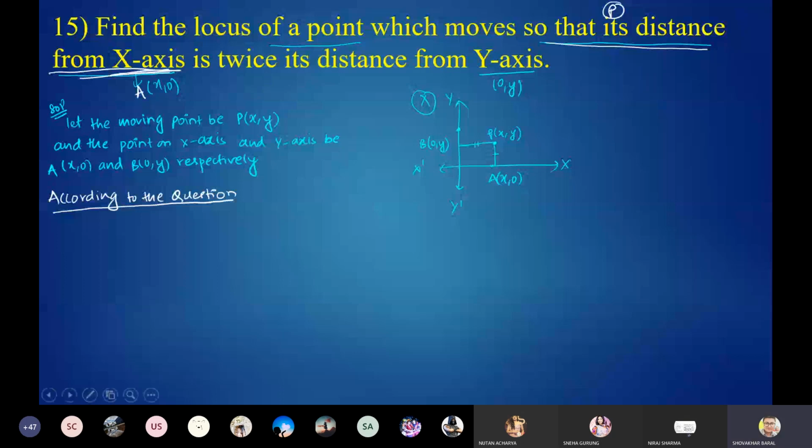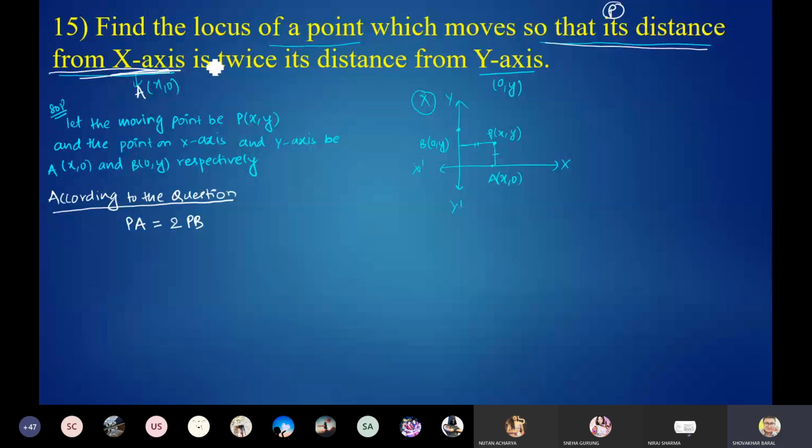Question पढ्दै जाने, एउटा sentence को meaning लेख्दै जाने. And the PA, distance from x-axis, means equals to, okay? Read it in that way. Twice means 2, okay? Its distance from y-axis means PB. Please read it again. Its distance from x-axis is PA, is means equals to, okay? The hidden term is equals to, that is hidden here, okay?